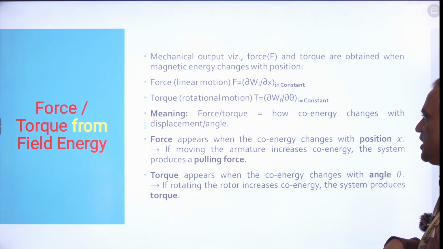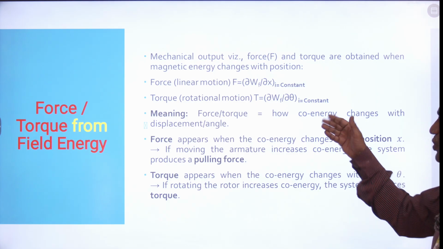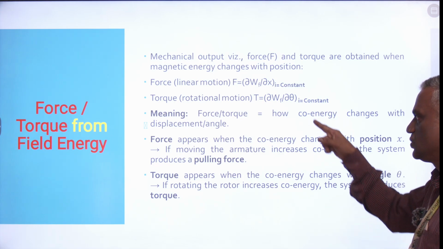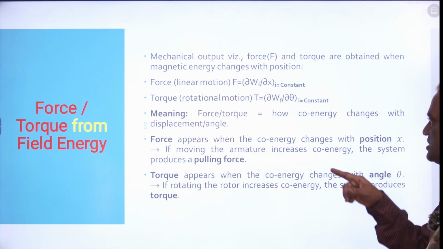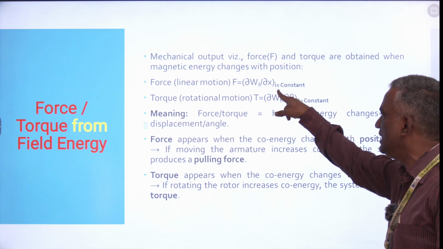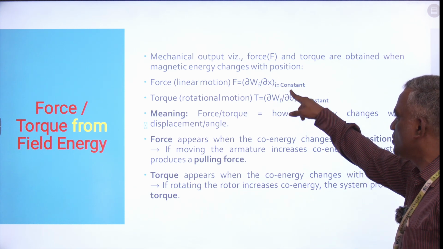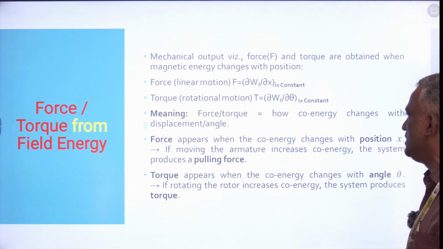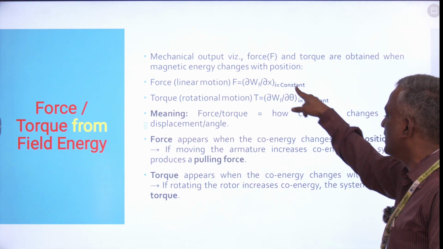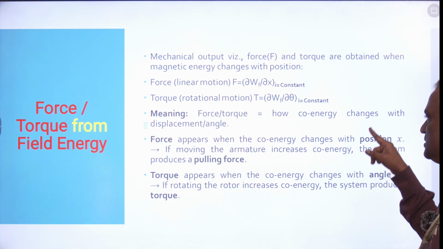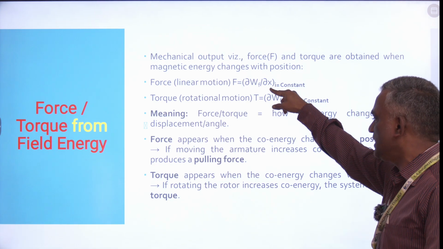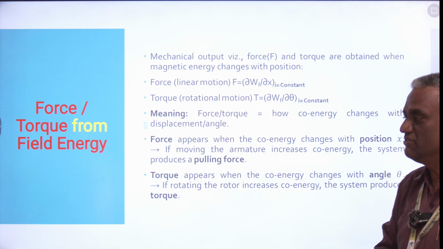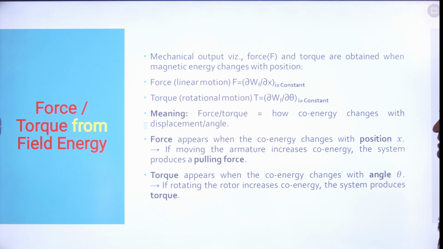How it is obtained is very important. So what is force here? F is the force. I had taken linear motion here. So F is the rate of change of field energy with respect to the position. Here W_F is the energy stored in the field, and x is the position. When I take the rate of change of field energy with respect to the position, I get the force. Then how to get the torque?